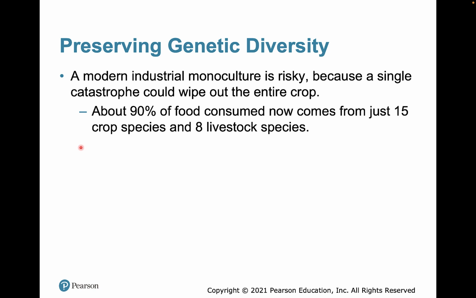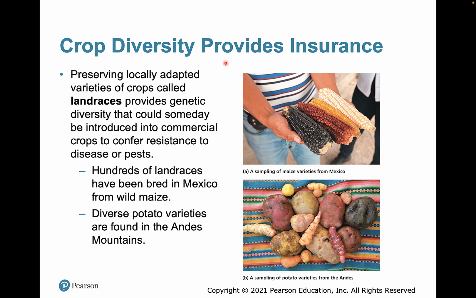So this is a stunning statistic. 90% of the food that we eat comes from 15 crop species and 8 livestock species. That's kind of scary. It's not quite single monoculture, but it's pretty close. So if we increase our crop diversity, we are going to ensure that our crops are more resistant to diseases or pests. So they're looking at introducing some of these ancient varieties into our modern crops, potatoes and corn.